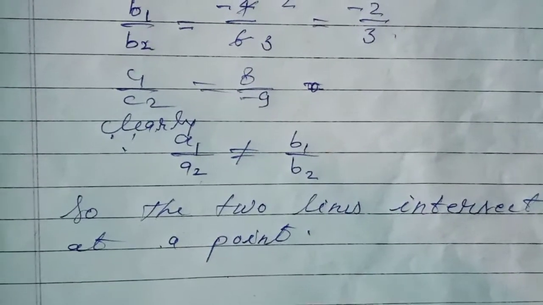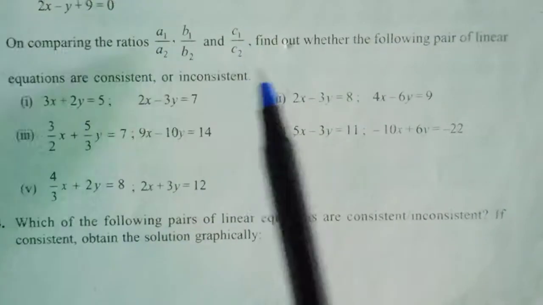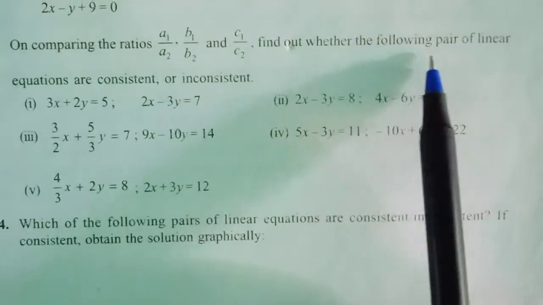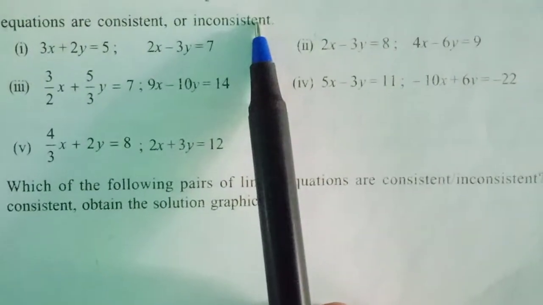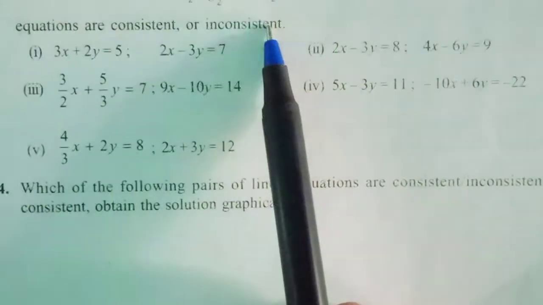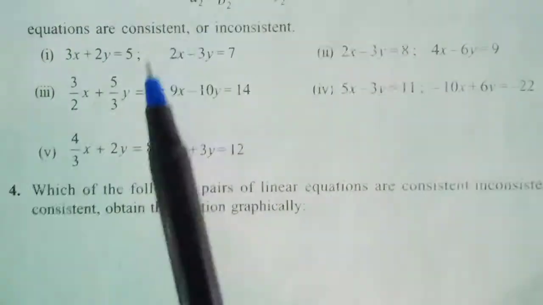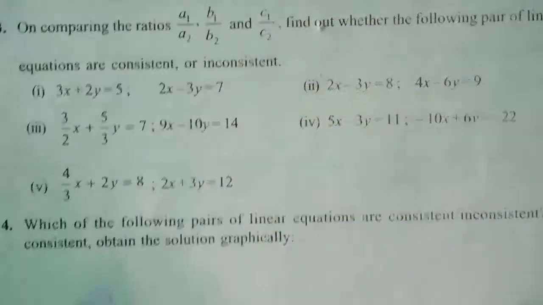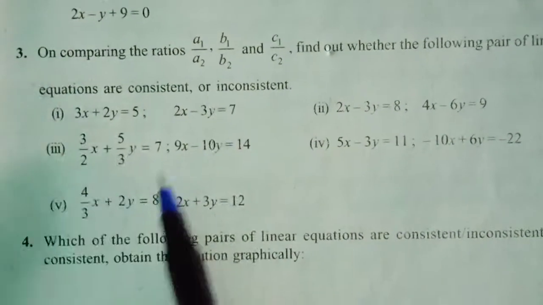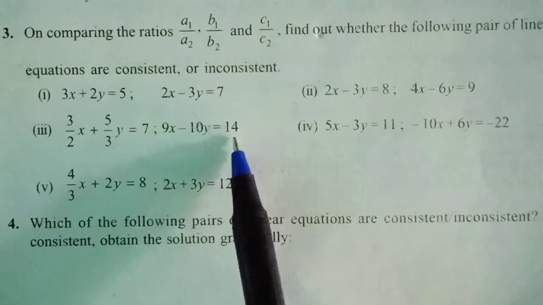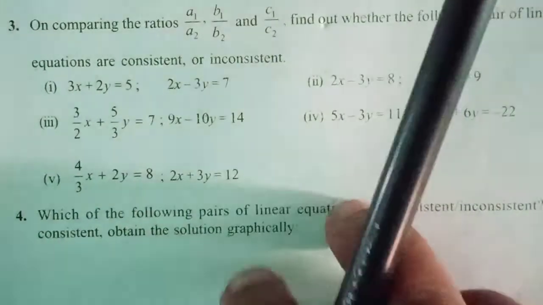Let us solve question number 3. On comparing the ratios a1 upon a2, b1 upon b2, c1 upon c2, find out whether the following pairs of linear equations are consistent or inconsistent. We know that if a1 upon a2 is not equal to b1 upon b2, then the equations are consistent. If a1 upon a2 is equal to b1 upon b2 is equal to c1 upon c2, then the equations are consistent. If a1 upon a2 is equal to b1 upon b2 but not equal to c1 upon c2, then the equations are inconsistent. So we have to compare these ratios.